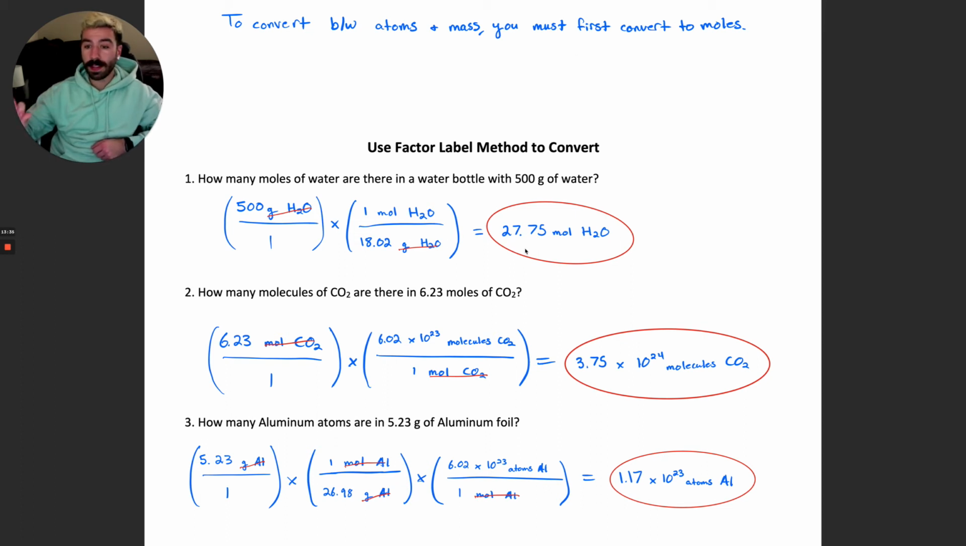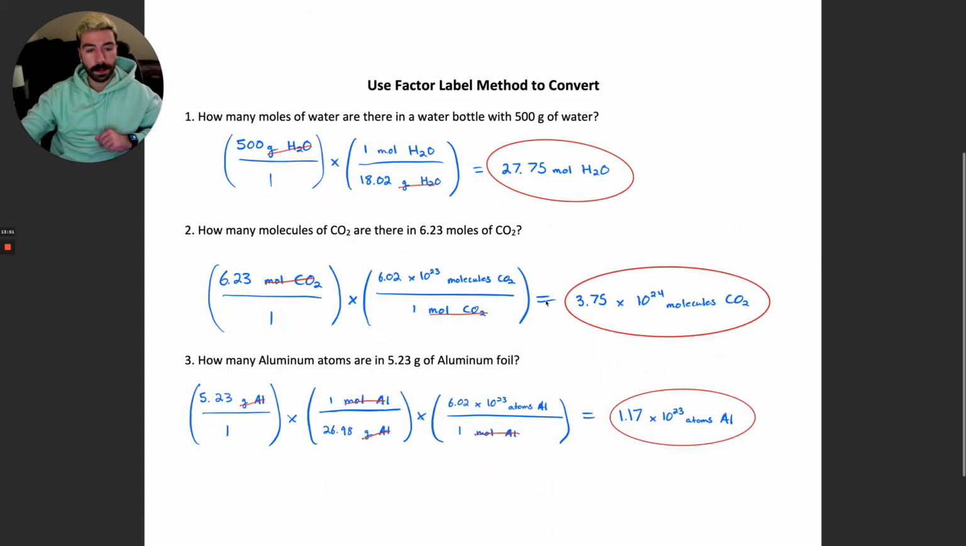And now you always have to ask yourself, does your unit and your number, your answer, make sense? Well, if this is how many grams are in 1 mole, and I have this many grams, well, yeah, having that many moles is a sensible answer. Let's go to number 2. How many molecules of carbon dioxide are there in 6.23 moles of CO2? So we start with what we know, 6.23 moles of CO2, and I've got that right here.